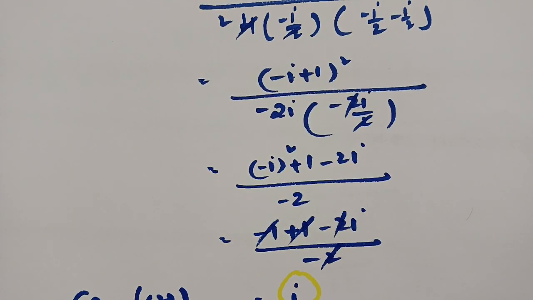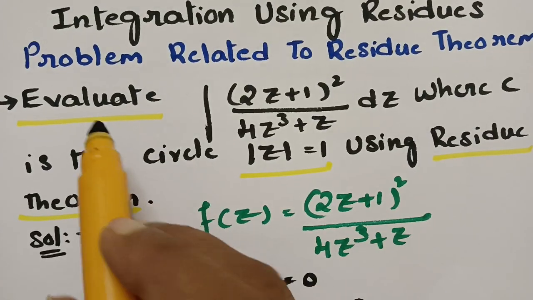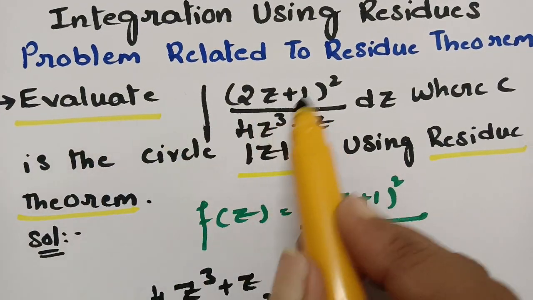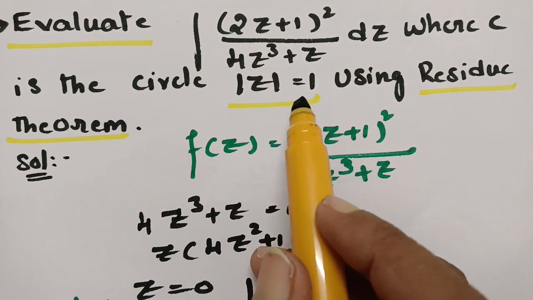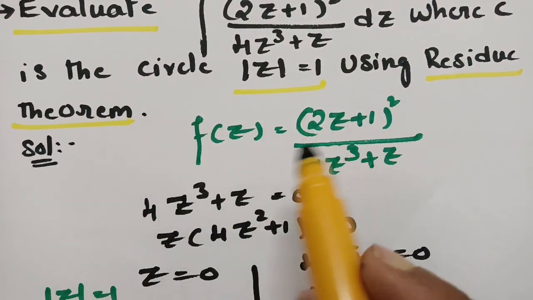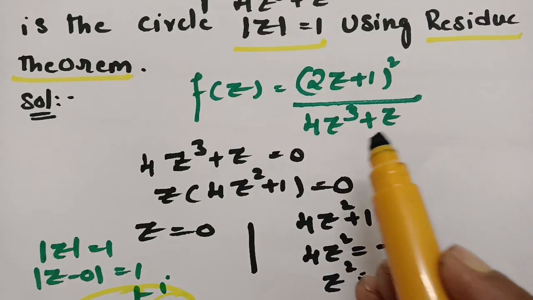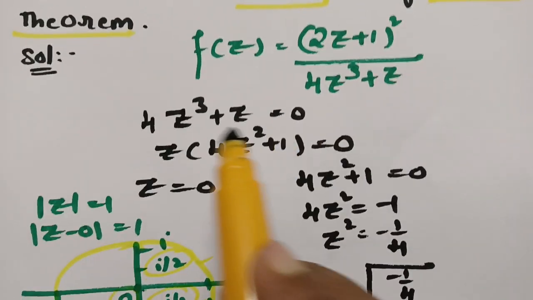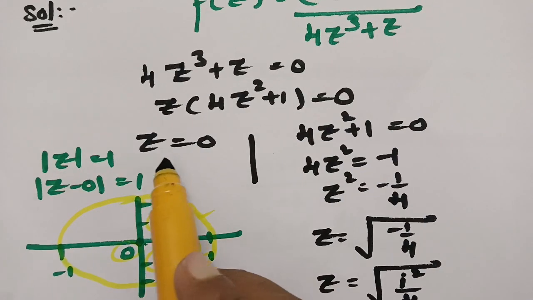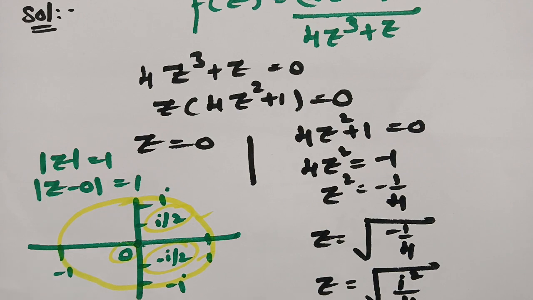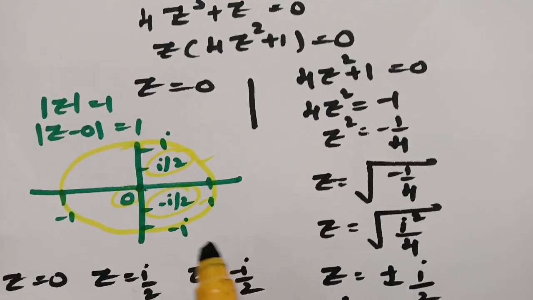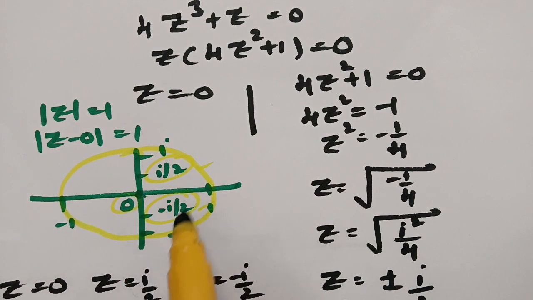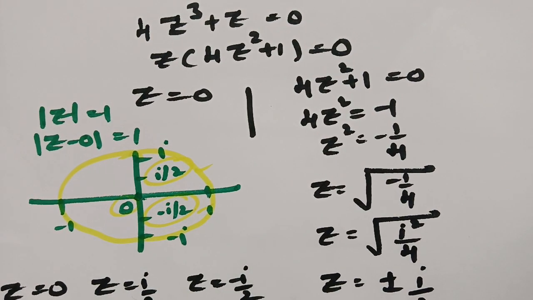This is also so simple, and let me explain it once again. See here, the question is given like this. We have to evaluate the integral of f of z dz, where c is mod z equal to a given radius, using the residue theorem. So f of z is given like this. In order to find the poles, we have to equate the denominator to 0. After equating the denominator to 0, z is equal to 0 is one pole, and z is equal to plus or minus i by 2 are the next poles. So 0, minus i by 2, plus i by 2 are within the circle.